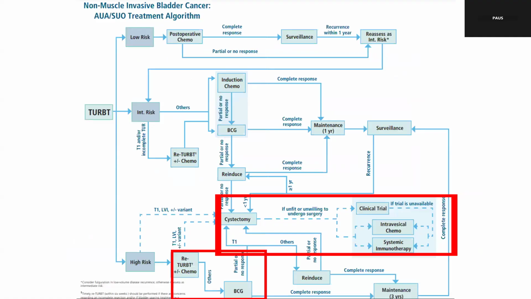Now, how are we going to manage this patient who is BCG refractory? According to the AUA, this patient should go for a cystectomy if the patient is fit. But if the patient is not fit or not willing for radical cystectomy, then we have to use other available intravesical chemotherapy, or a systemic immunotherapy. So they have to be enrolled in clinical trials.